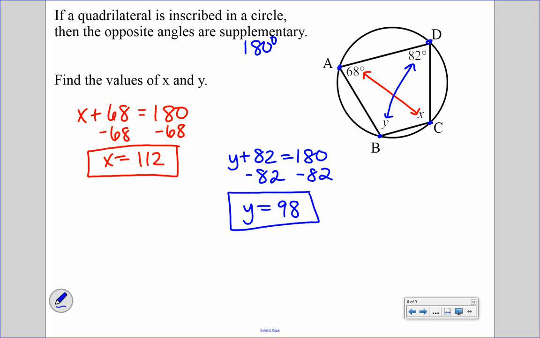Now this is only the case for quadrilaterals that are inscribed in a circle. They're not equal like we learned before in parallelograms. Don't think of it like that. These are not parallelograms. These are just quadrilaterals inscribed in a circle, and their opposite angles are supplementary.